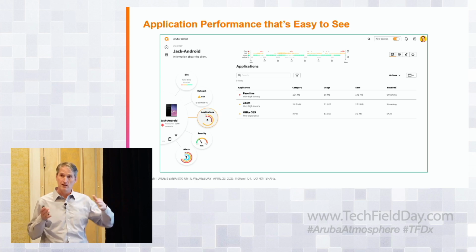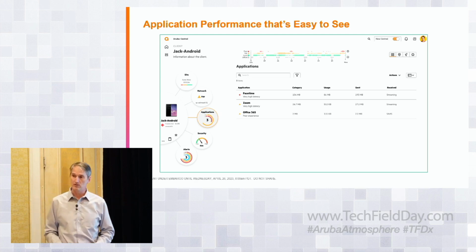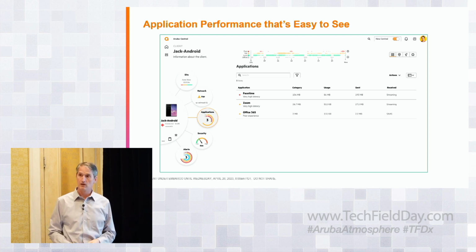We have all this data. We want to be able to slice and dice down to see the segment that the operator is interested in, in this case, layer 7 applications. Question? I have a question.